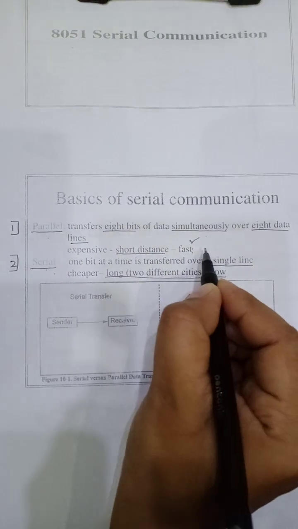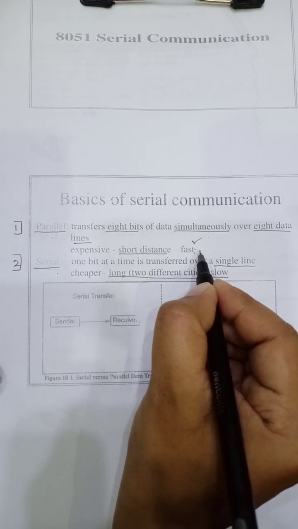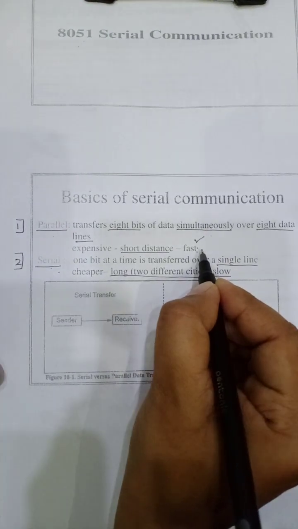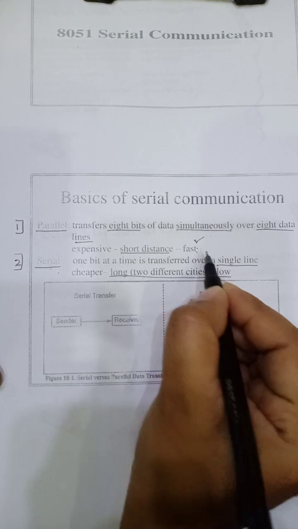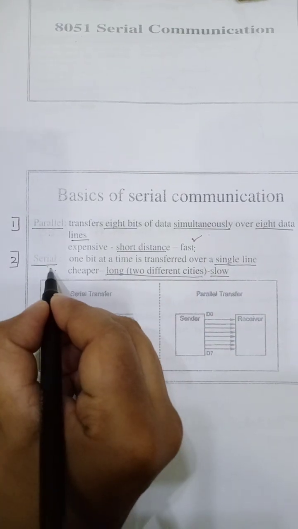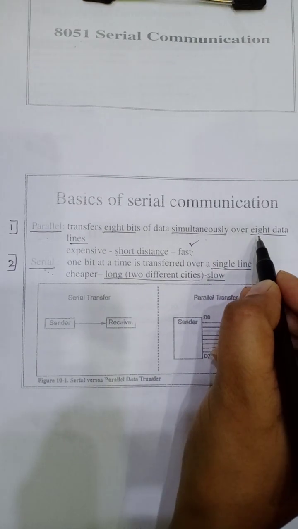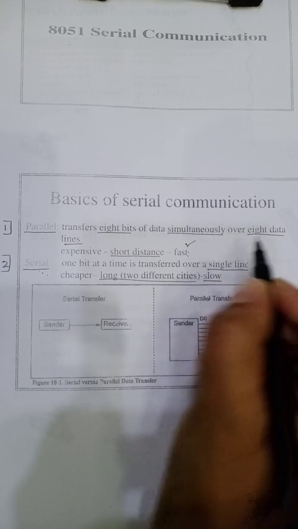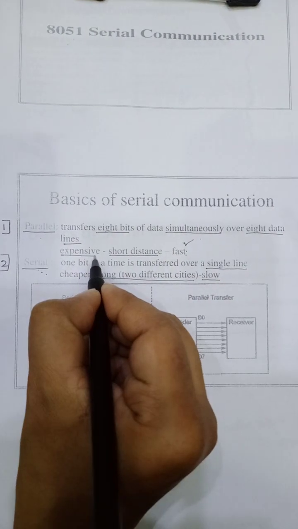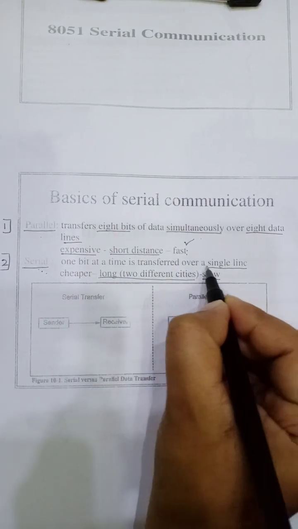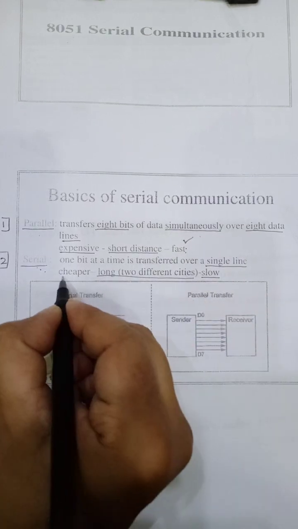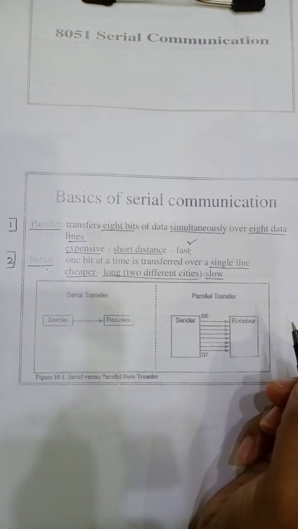If we have the transmitter and the receiver at different parts at a long distance, we have to go for serial communication. As we already know, all the 8 bits of data will be transmitted simultaneously through 8 data lines in parallel, so obviously this will be more expensive. As there is only one single line needed for serial communication, it will be a little cheaper.